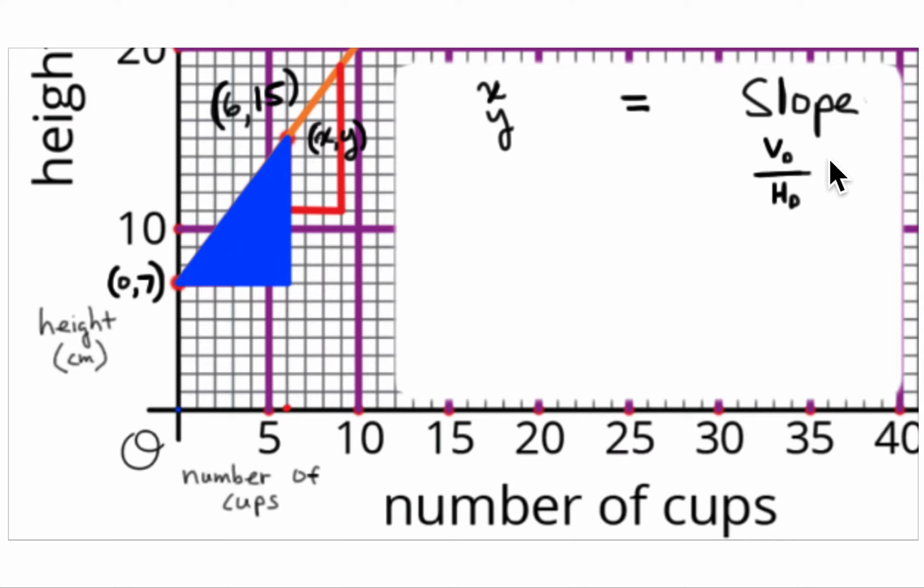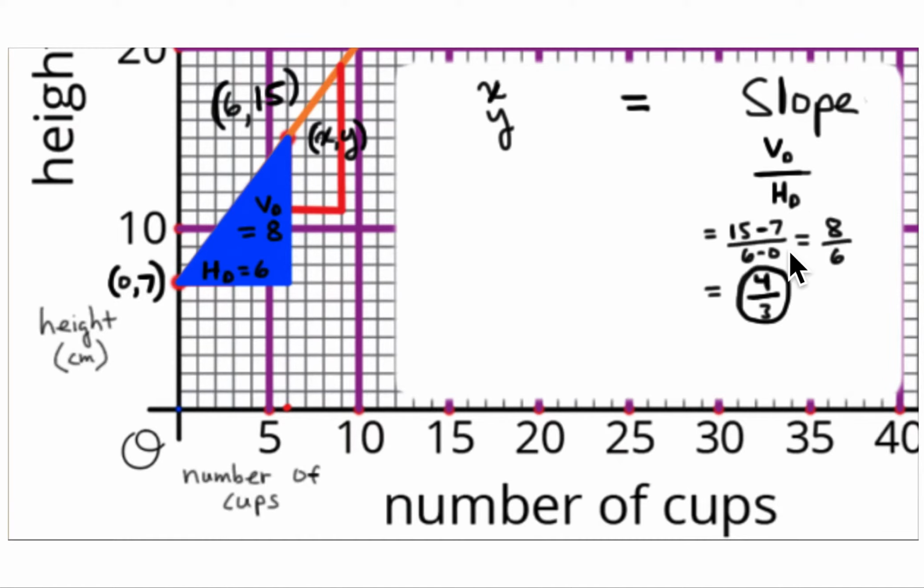So the slope is the measurement in the vertical direction compared to the measurement in the horizontal direction. So that's 15 minus 7 is 8 once again, and 6 minus 0 is 6. That 8/6 is equal to 4/3. So the measure in the vertical direction is 4/3 the measure in the horizontal direction.